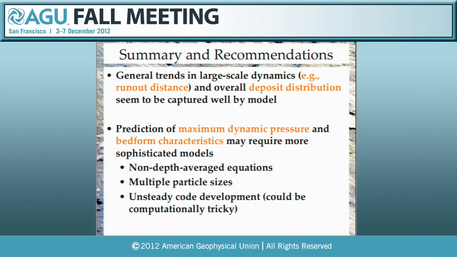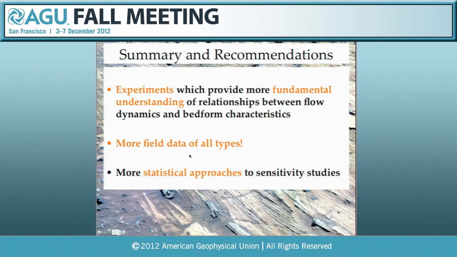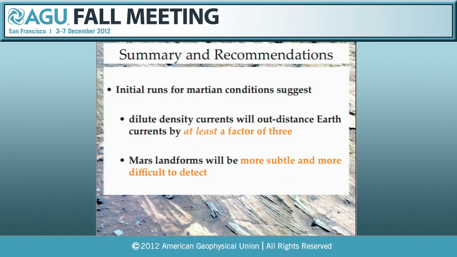And so I'll finish there by saying that this model generally does a pretty good job of predicting the runout distance and the large-scale characteristics of these flows, such as the deposit distribution, but it still needs a lot of work in terms of looking at maximum dynamic pressures near the base, as well as bed form characteristics. I recommend more field data, as well as detailed experiments looking at the sedimentation processes at the base of these flows, and some more statistical approaches to looking at the parametric studies of these models, so that we can get a better understanding of how sensitive predictions are to individual terms. And then I'll leave it there. Thank you.